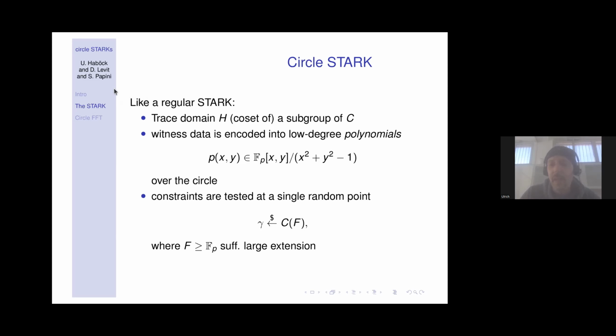And yeah, then the usual IOP construction. So you use Schwarz-Zippel: you sample a random point. The underlying variety is the circle curve. You sample a random point and test your polynomial identities at that random point. For soundness, of course, you typically need to move over to that curve over an extension field instead of over the base field. But that's not a problem here.